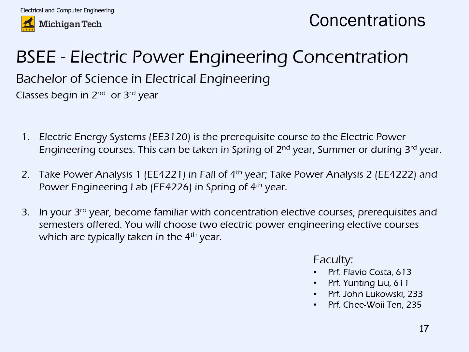The first course to kick off the electric power engineering concentration is EE 3120 Electric Energy Systems, and can be taken in the spring of second year or the fall or spring of third year. In the fourth year, power concentration students will take Power Analysis 1 in fall and Power Analysis 2 in spring, along with EE 4226, the Power Engineering Laboratory. Choose 2 electives from the power focus area.